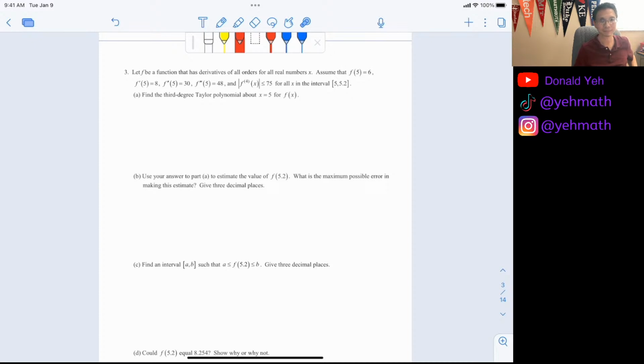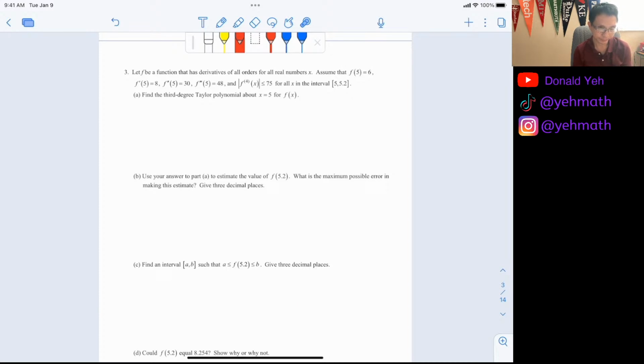Assume that f of 5 equals 6, f prime of 5 equals 8, f double prime of 5 equals 30, f triple prime of 5 equals 48, and the fourth derivative of f of x is less than or equal to 75 for all x in the interval. Find the third degree Taylor polynomial about x equals 5 for f of x. So we need to find the third degree.